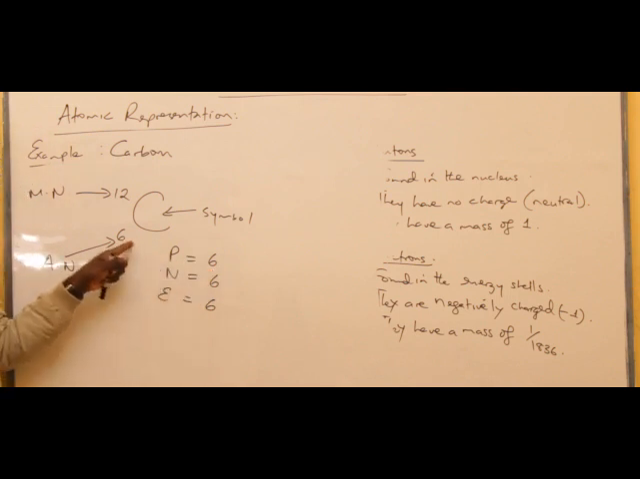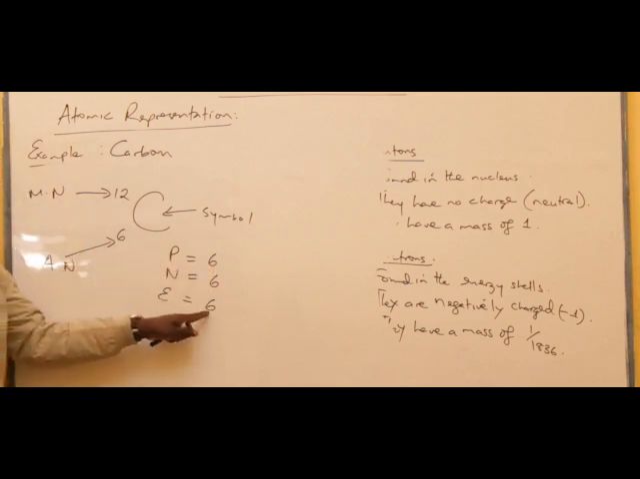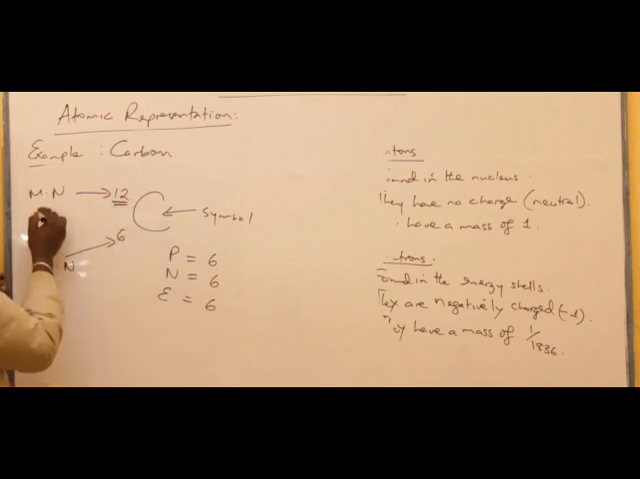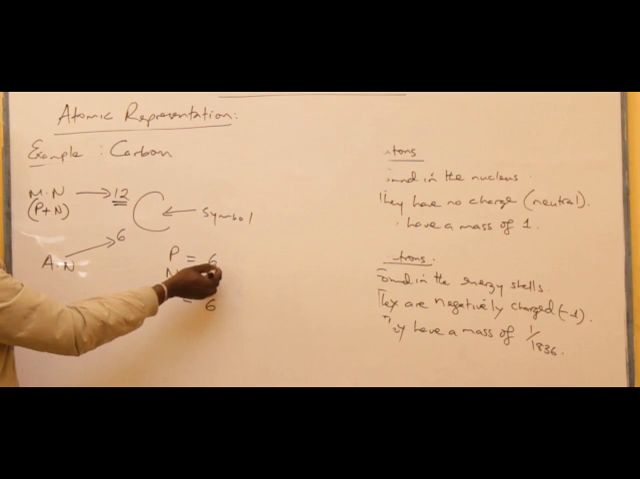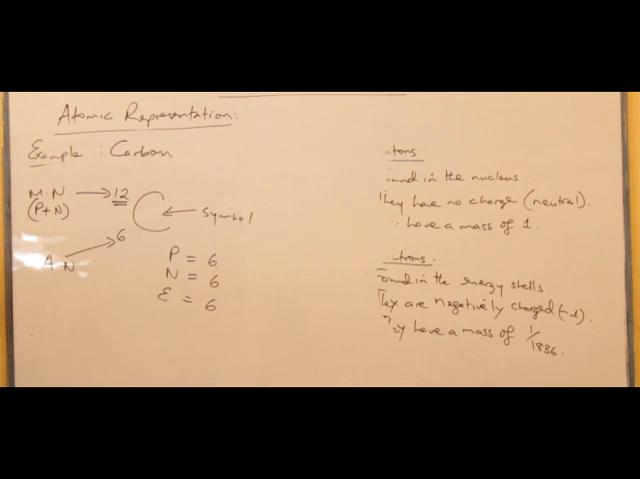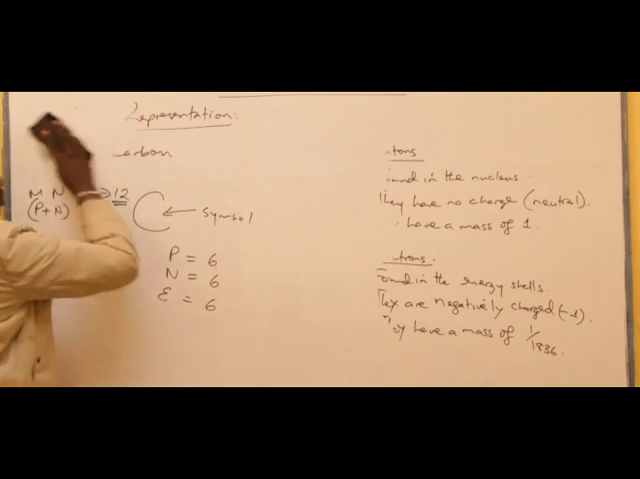Why 6? Protons are 6 because the atomic number is 6. Atomic number is the number of protons. Electrons are 6 because the number of protons is equivalent to the number of electrons. And the mass number is 12. 12 is protons plus neutrons. Protons are already 6. So 6 plus another 6 will give us 12. That is what we call atomic representation.